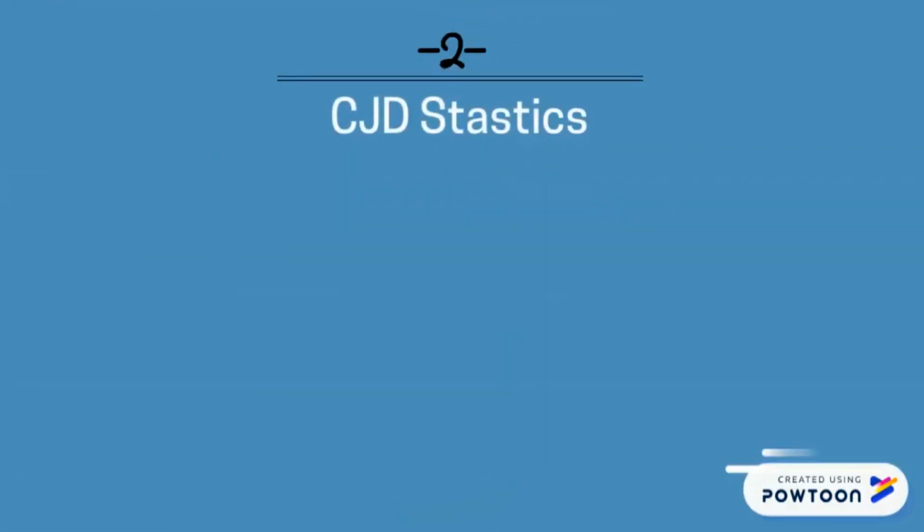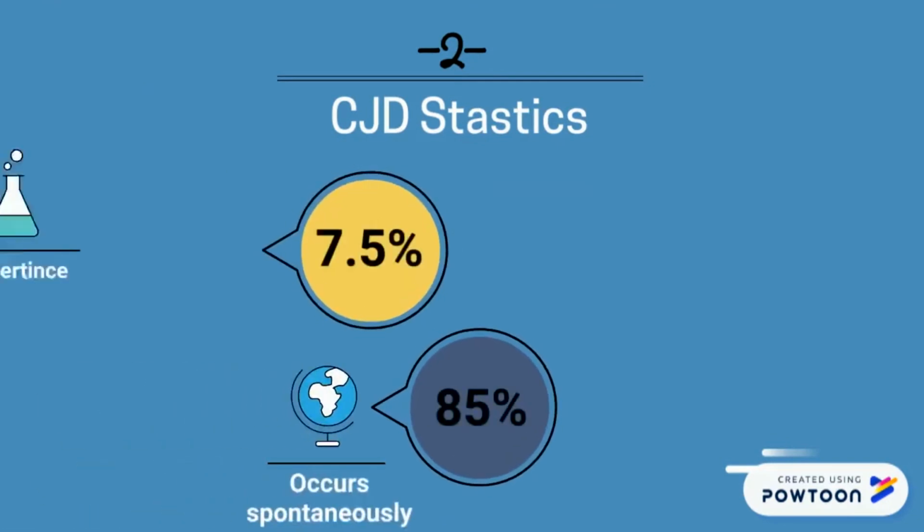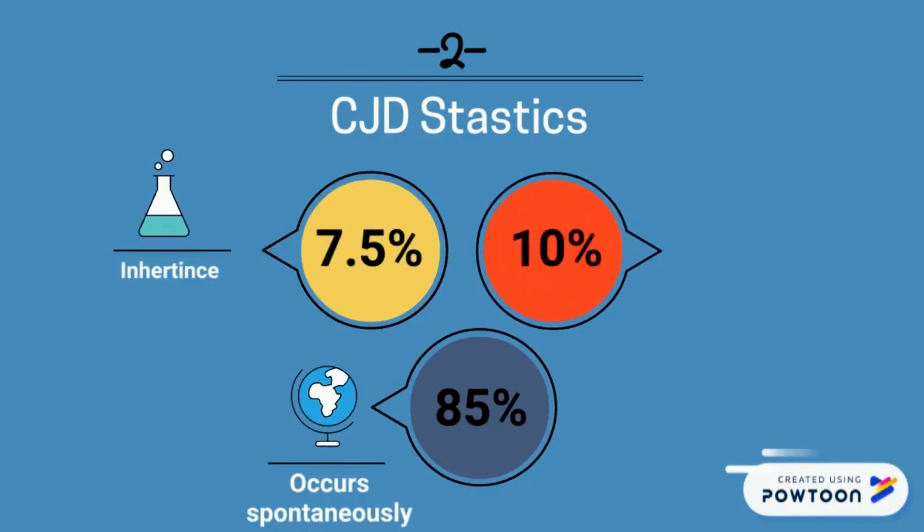The most ridiculous thing about this disease is that 85% of it occurs spontaneously, while 7.5% is associated with inheritance, and only 10% of the cases is caused by a gene mutation.